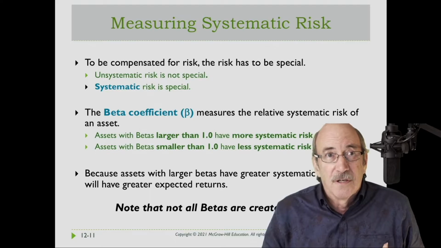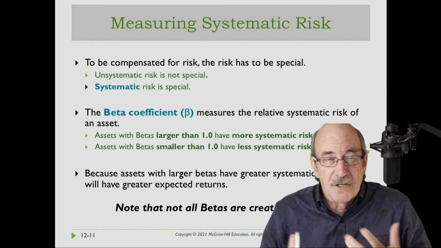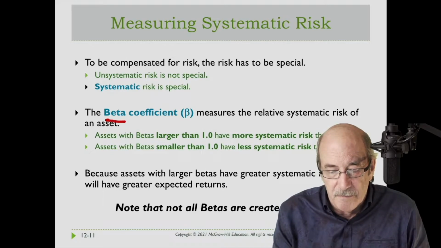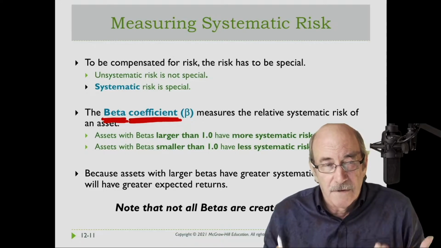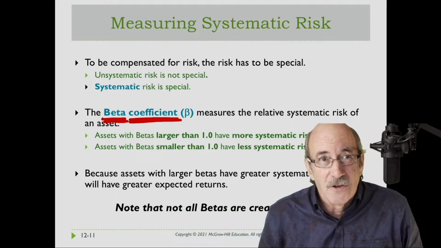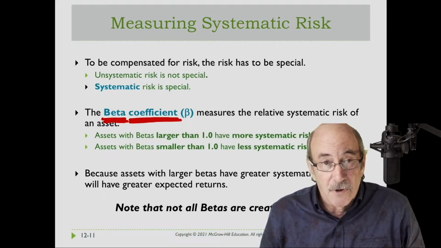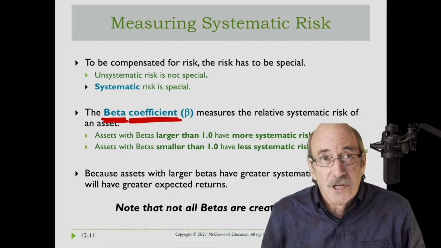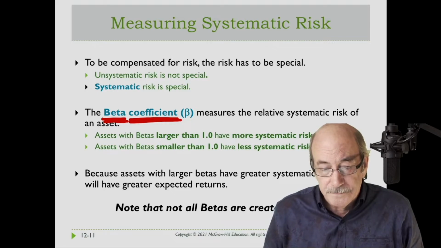That risk is basically embodied in this idea of beta, the beta coefficient. And you all have calculated that, or you're very close to calculating that value. Basically you're running that regression, regressing the returns of the security and the returns of the market.